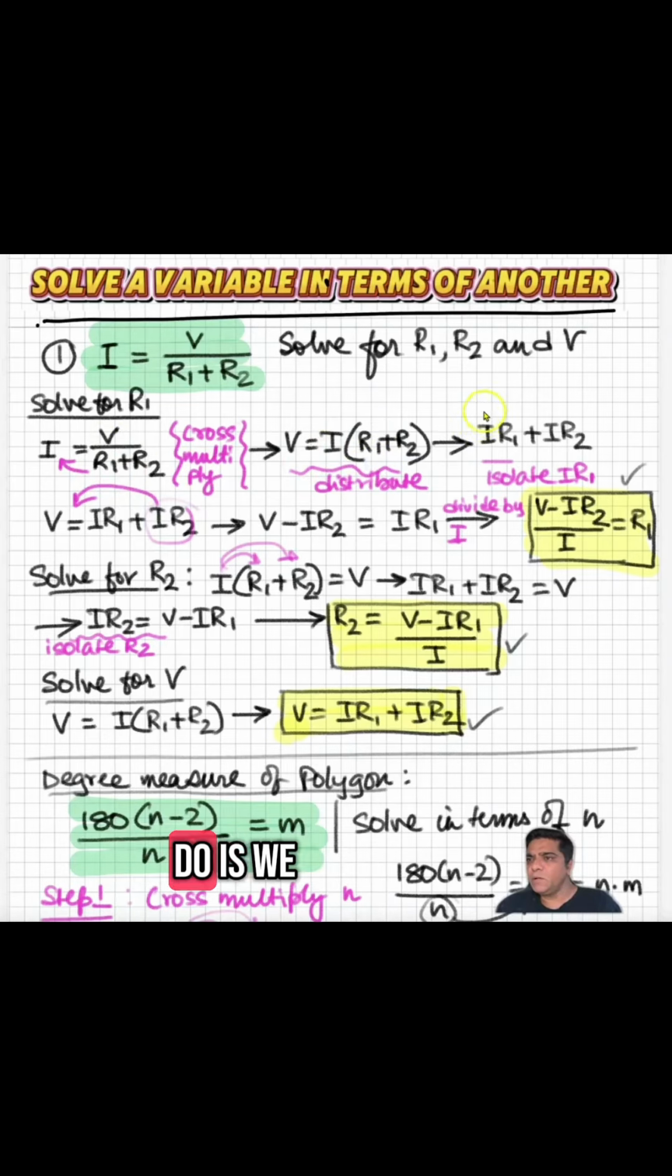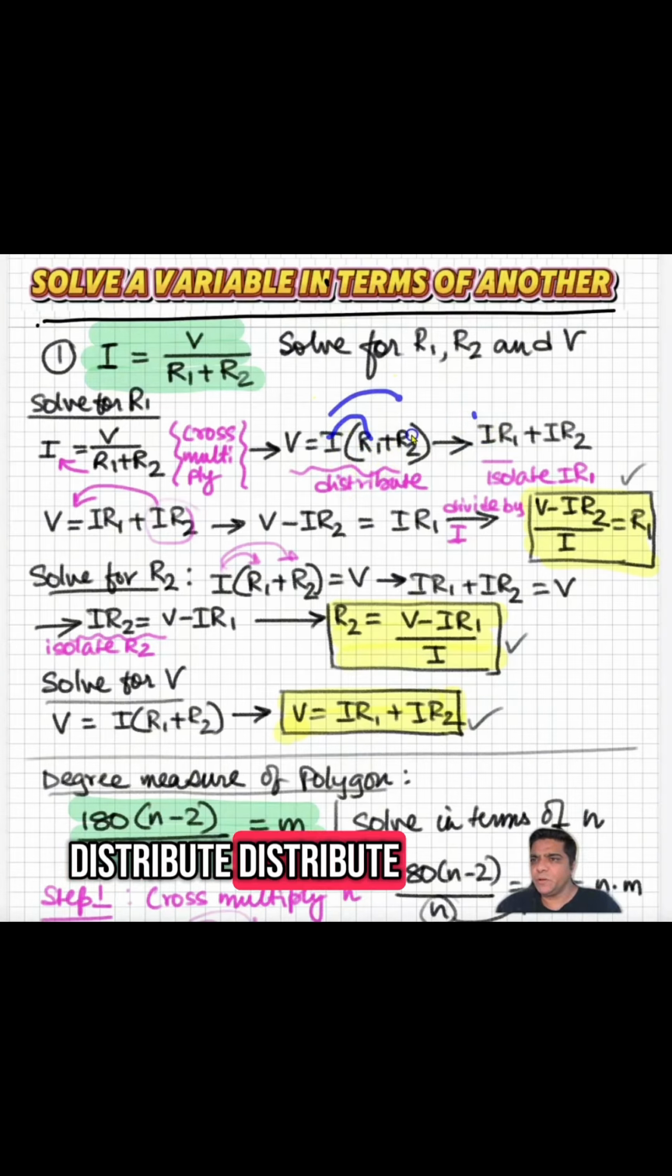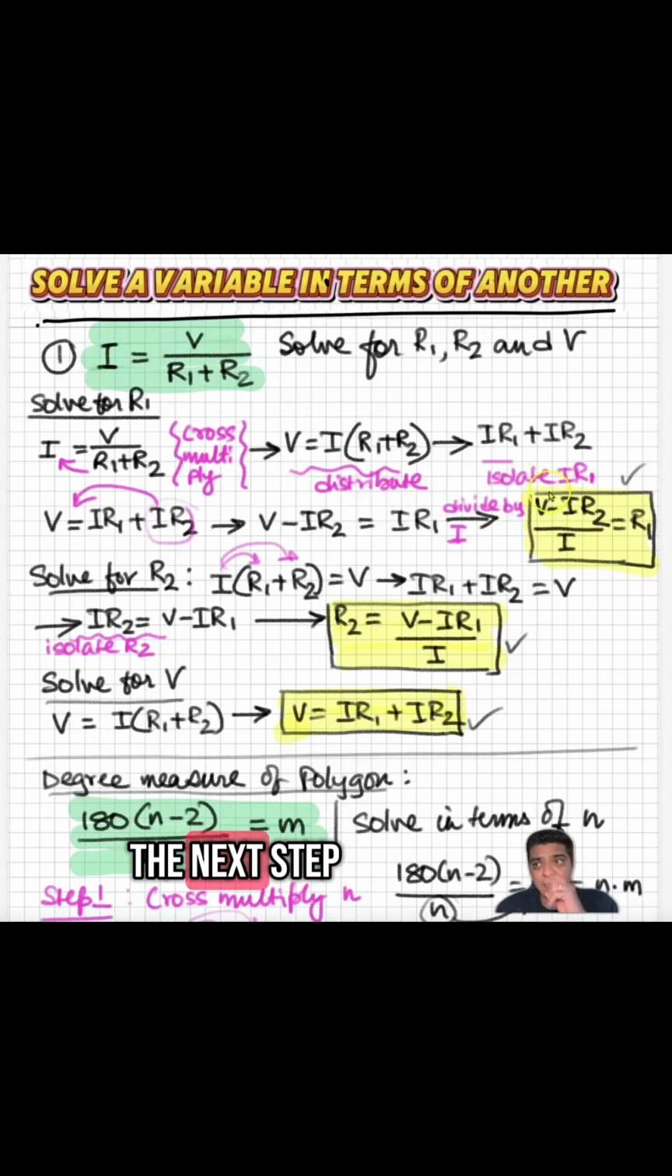Now we are going to distribute that, because we remember we said we want R1 by itself. So that's IR1 plus IR2. The next step is to isolate the IR1, so we bring this to the other side. That becomes V minus IR2 equals IR1. Now just divide both sides by I to get it in terms of R1. So R1 equals (V minus IR2) divided by I. This is our final answer.